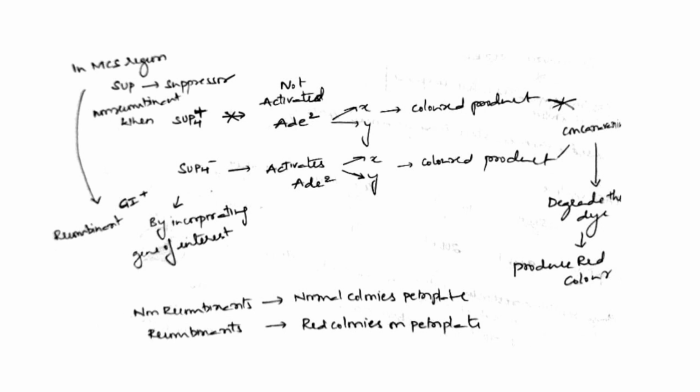When these are subjected to concanavalin, it degrades the dye and produces red color. So, if the red colonies are formed, then they are said to be recombinants, but if normal colonies are formed, then they are non-recombinants. This is also called as the red-white screening. So, these are few of the yeast artificial chromosomal vectors. Thank you.